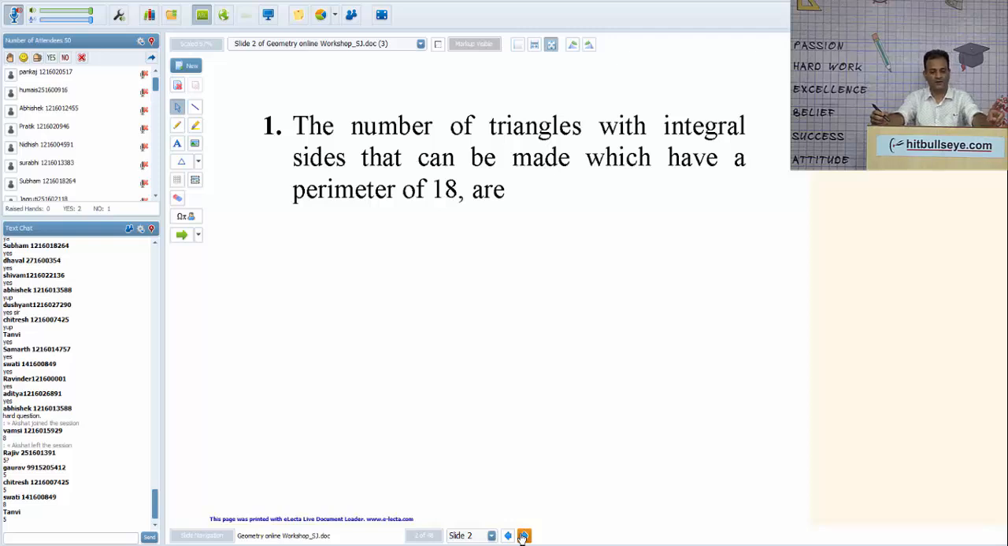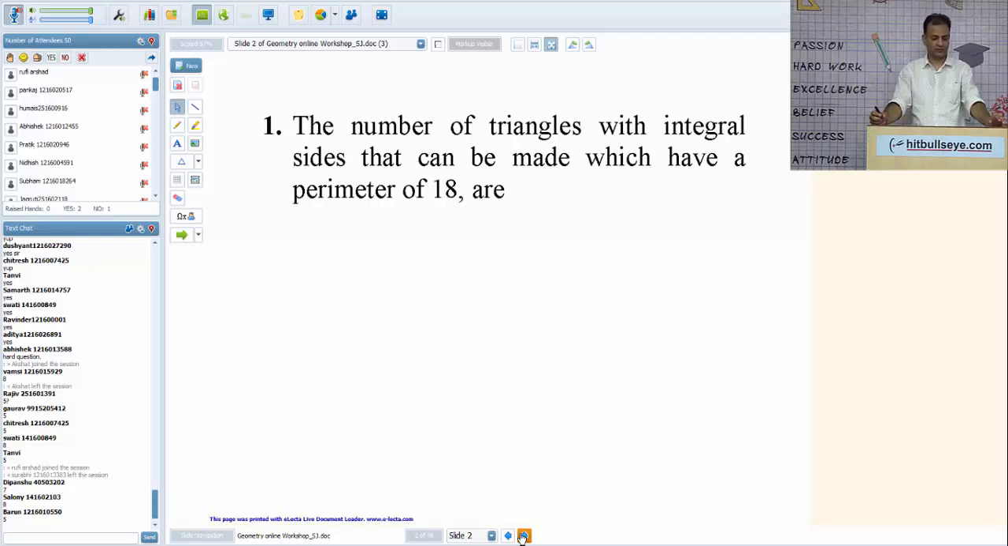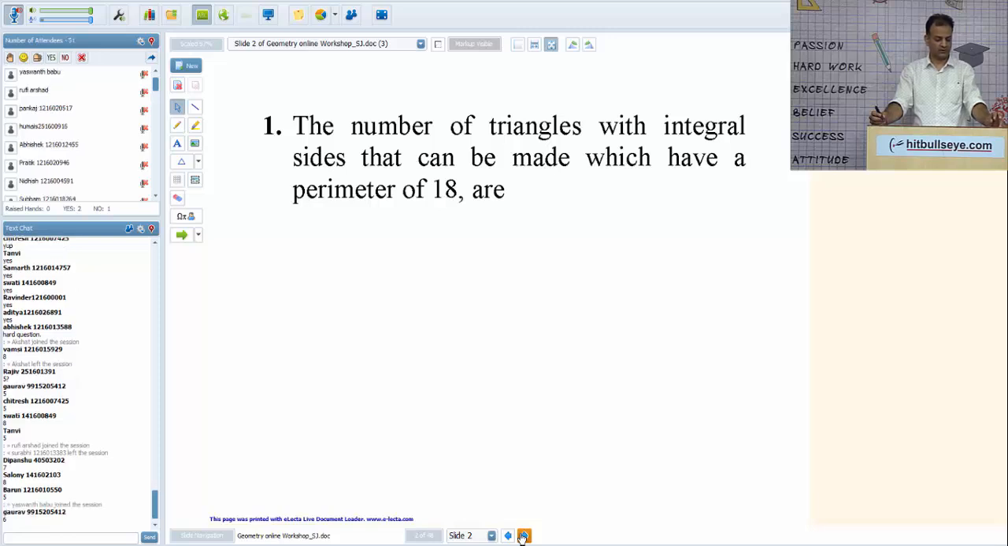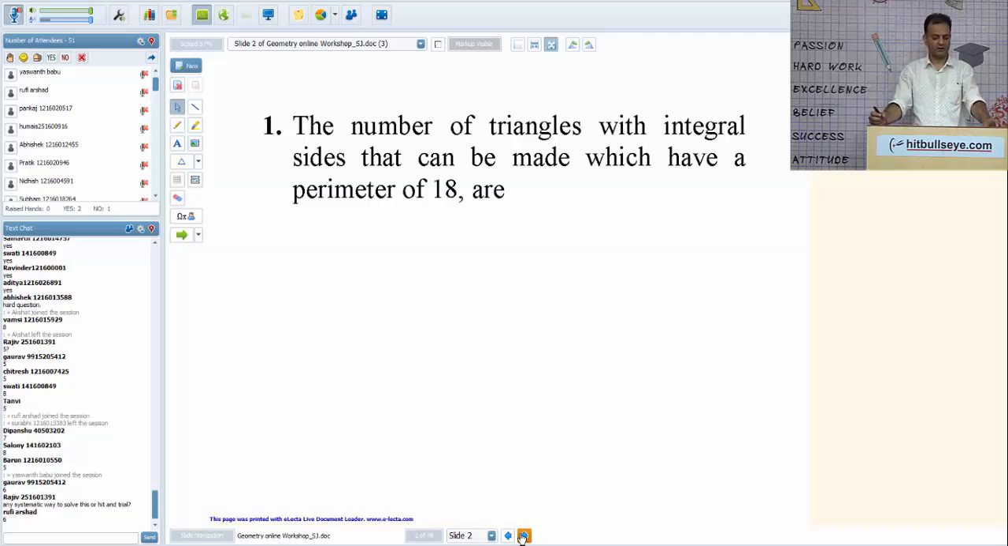Think logically. If the perimeter is 18, Dipanshu has come with a 7. Mostly students say 8 and 5. So friends, should I tell you or will you take more time? You want to take more time? Gaurav has come with 6. Any systematic way to solve this? Or Rajiv, I will tell you right now.